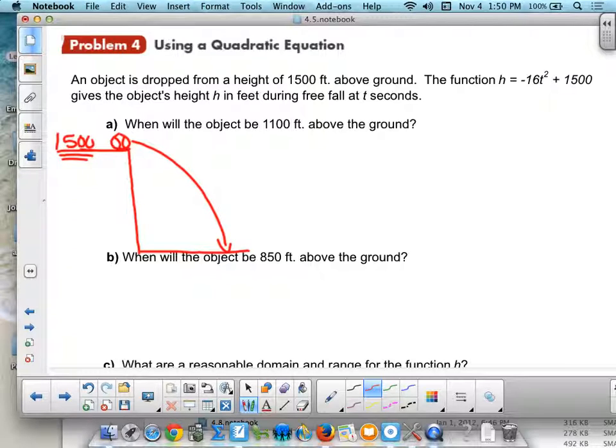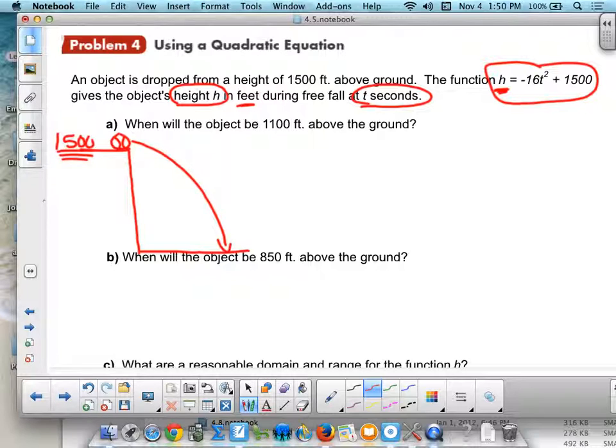The function way back here: h, for height of the ball, equals negative 16t squared plus 1,500. What's the t stand for? It gives the object's height, h, in feet, during free fall at t seconds. So t stands for seconds. If you want to know how high the ball is, put a number in for t.